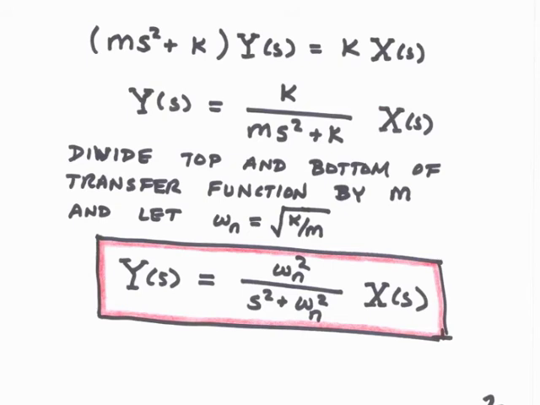We'll then divide the numerator and denominator by m, and we'll introduce the notation omega n equals square root of k over m. After a little bit of algebra, we'll find the relationship y of s is equal to omega n squared over s squared plus omega n squared times x of s. So you can see the transfer function here between the input displacement x of s and the output displacement y of s. Omega n is, of course, the natural frequency of the mass m on the spring k.